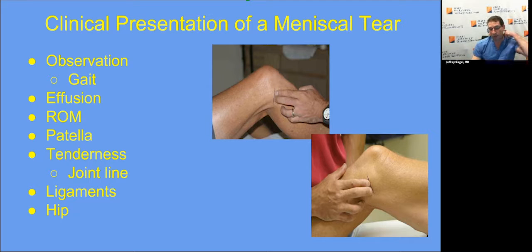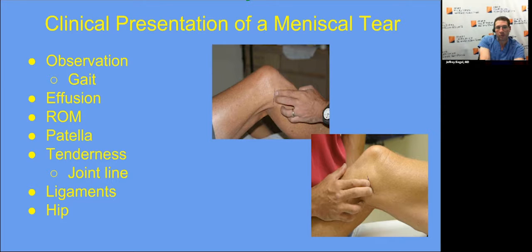I always check the extensor mechanism, so I usually have them do a straight leg raise, and that will tell me that their quad tendon, their patella tendon, and the patella are all intact. Check range of motion, make sure they can flex fully and extend the knee fully. Some patients with meniscal pathology can have a locked knee where they can either flex or, more commonly, they can't extend the knee all the way, and that could raise a red flag that there may be a displaced meniscal tear.